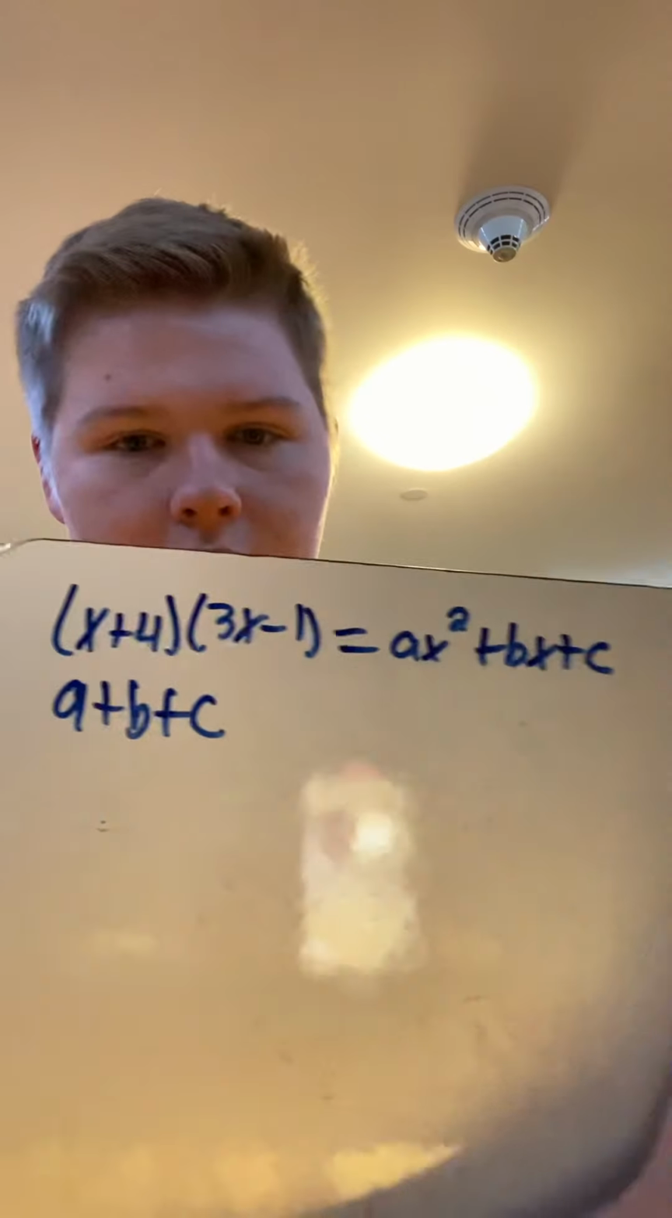How's it going? So today we are going to factor quadratic expressions and reveal the zeros of the functions. But first we have a warm-up, and the warm-up is: if (x + 4)(3x - 1) equals ax squared plus bx plus c, what is the value of a plus b plus c? So it looks like this.